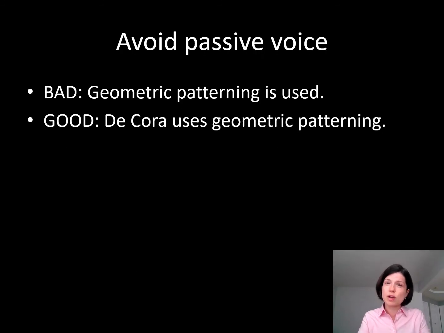Speaking of eloquence, one thing that makes for a really strong paper is when you avoid using passive voice. Passive voice is when you take a strong verb, like here, to use, and you modify it with to be. So, for example, this is passive voice: geometric patterning is used. That takes to use and waters it down. A better sentence would be Decora uses geometric patterning, because then it talks about the artist in the active and makes her the primary mover.